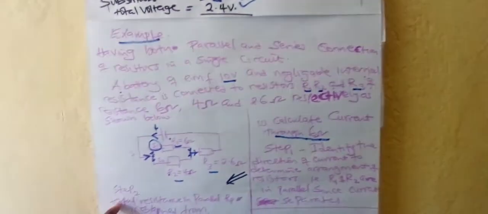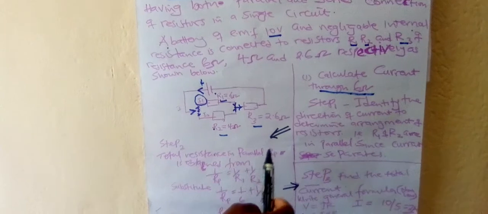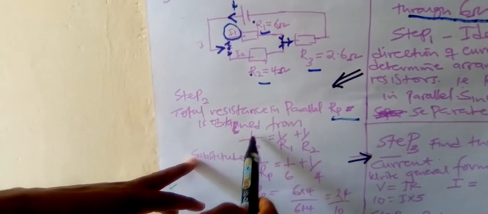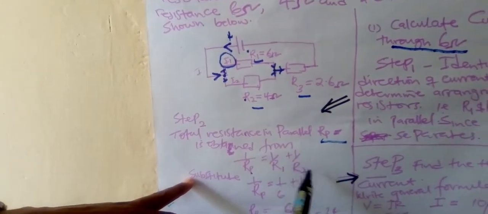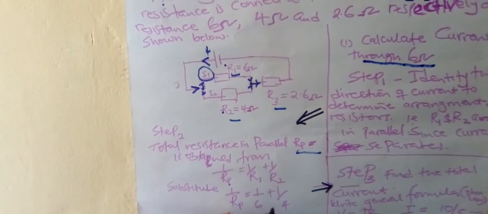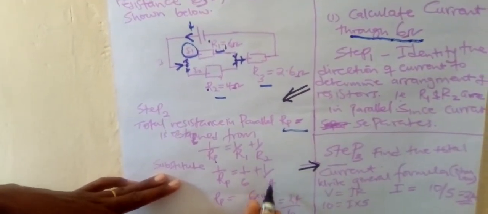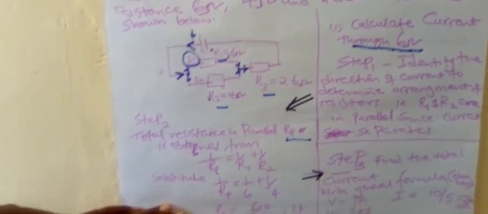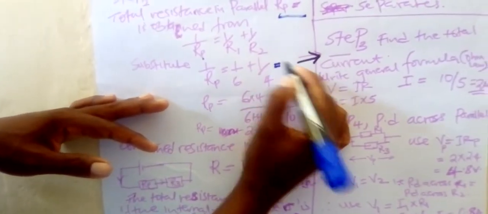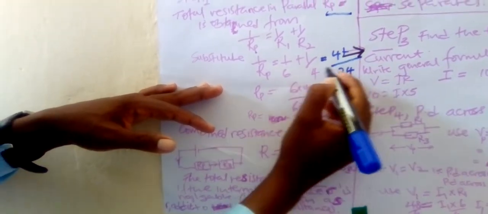So we first deal with the combination in parallel. So we shall say, combine these ones, get one resistor. We shall say, total resistance in parallel, Rp is given by 1 over Rp equals 1 over R1 plus 1 over R2. Combine these two. The way we did up, then when you combine those two, we shall be able to solve, substitute 1 over R1 is 6, 1 over R2 is 4, get the LCM, then you'll be able to solve. And when you solve this, this is the same as the LCM of 24 divided by 6, you get 4, plus divided by 4, you get 6.